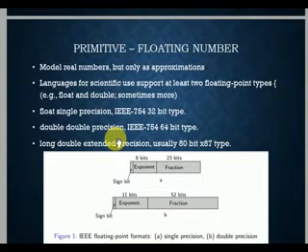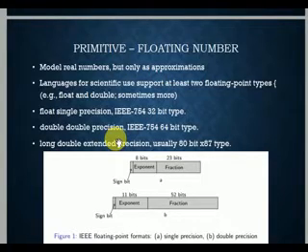Languages for scientific use support at least two floating point types, float and double. Single precision float uses the IEEE standard of 32 bits, and double precision is 64 bits. There is also the long double, extended precision, which takes 80 bits. You can see the diagram here. I think you can remember this topic from the computational methods course, especially how to represent floating point numbers using the IEEE standard.